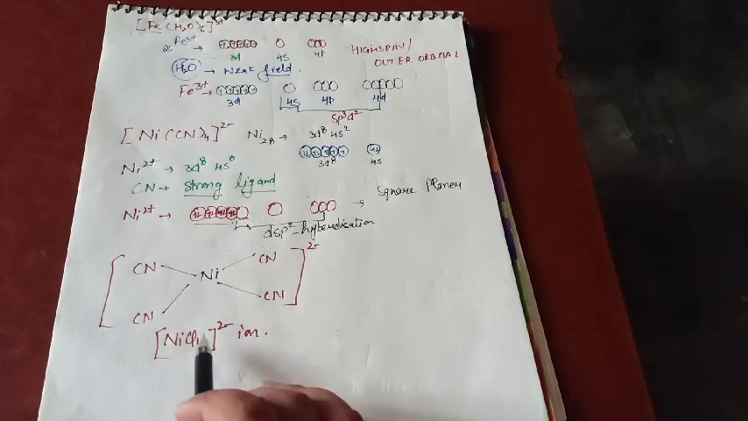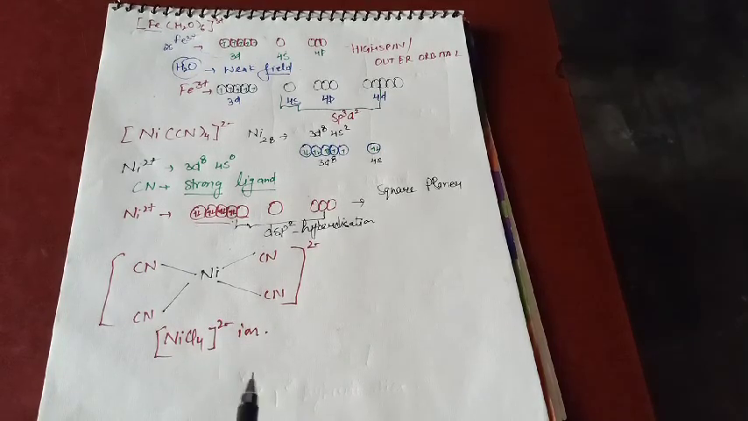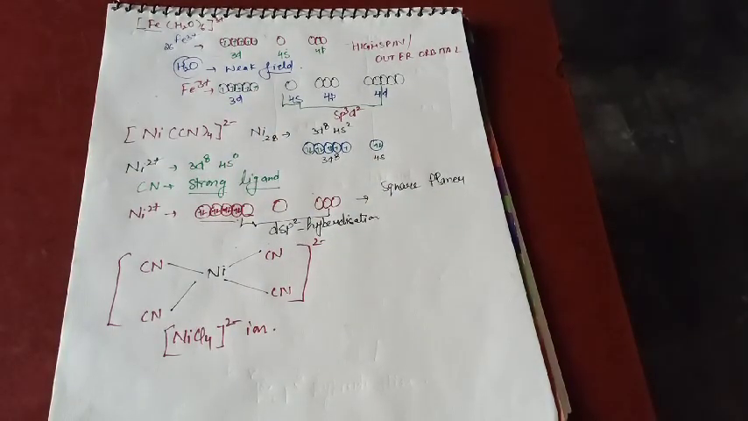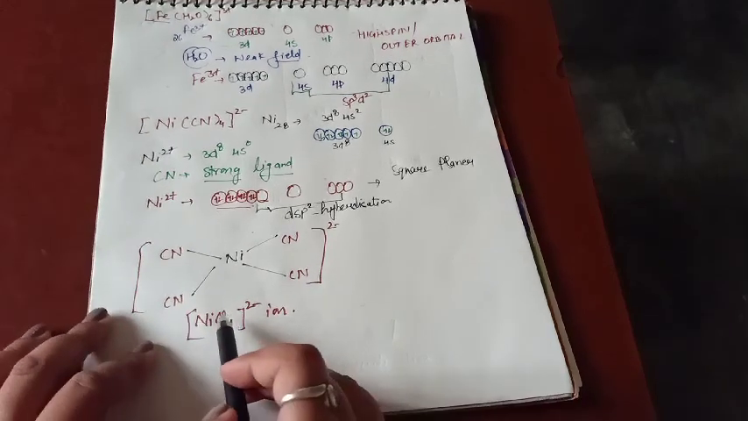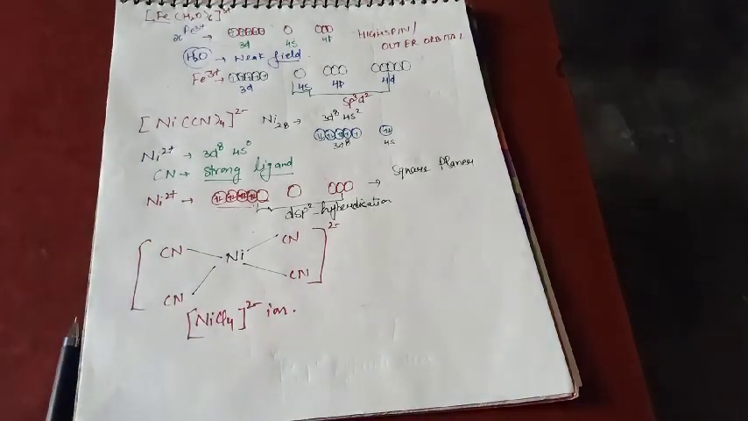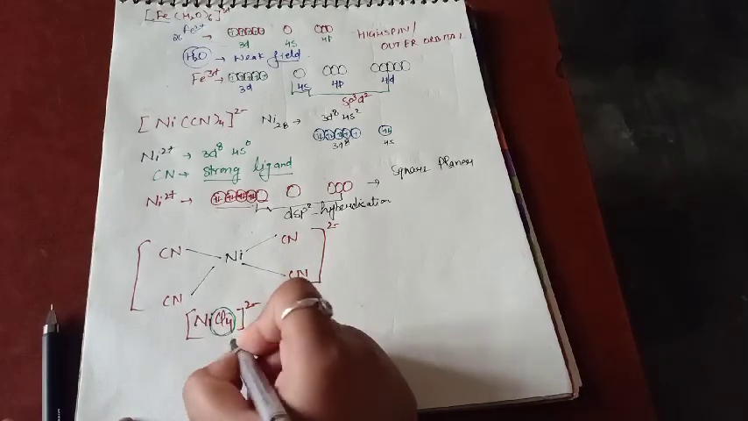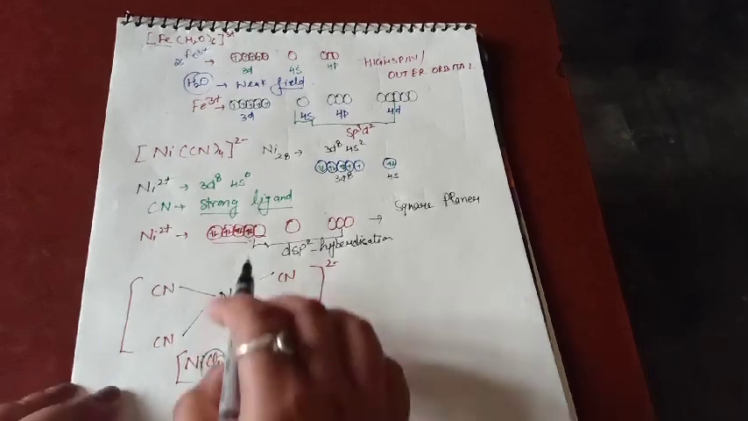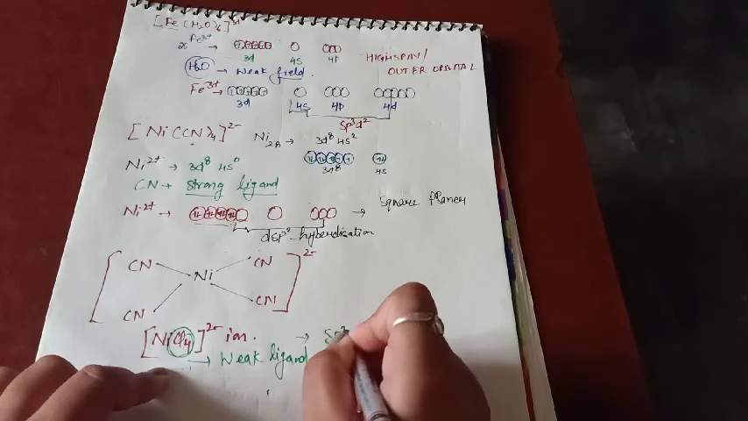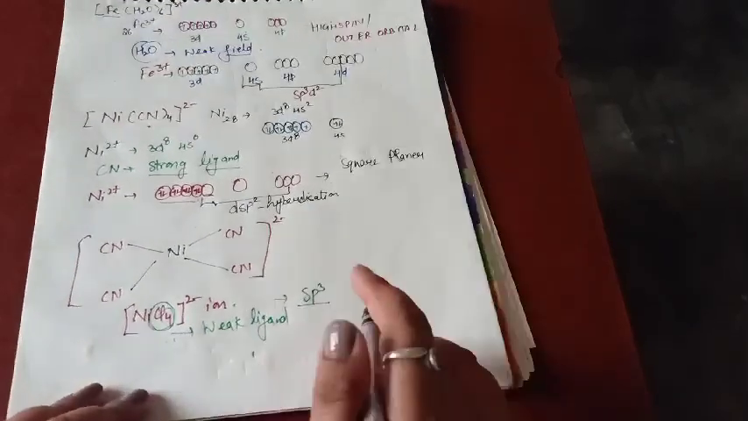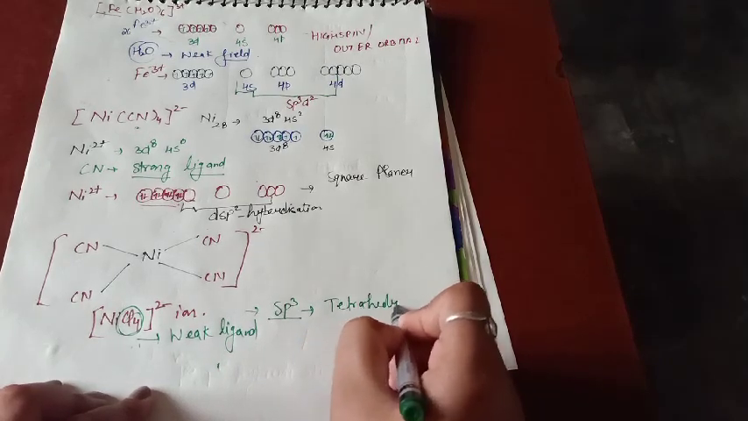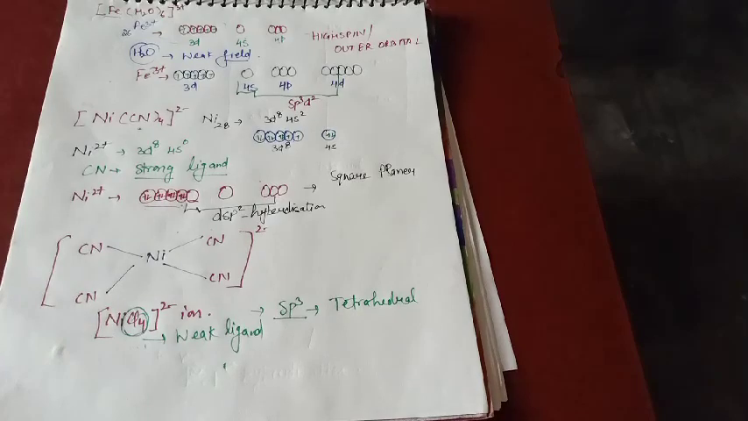As you can see in this example, nickel will again be in the +2 oxidation state, so 3d8 4s2, so everything is the same, but the difference here will be the Cl. Chloride here is a weak ligand, whereas cyanide is a strong ligand. Based on that, I am leaving it to you to calculate the hybridization. It will be sp3, and the geometry will be tetrahedral. So this will be the concept here.